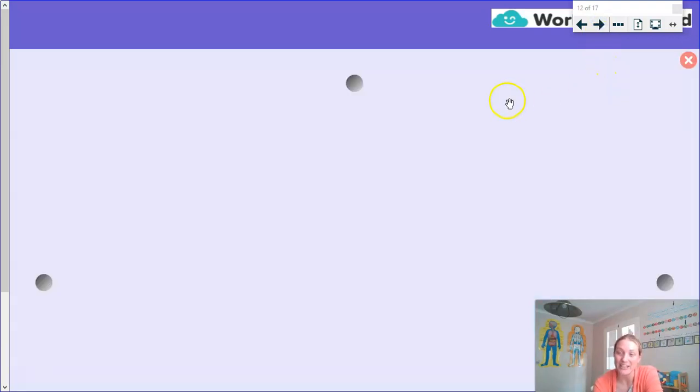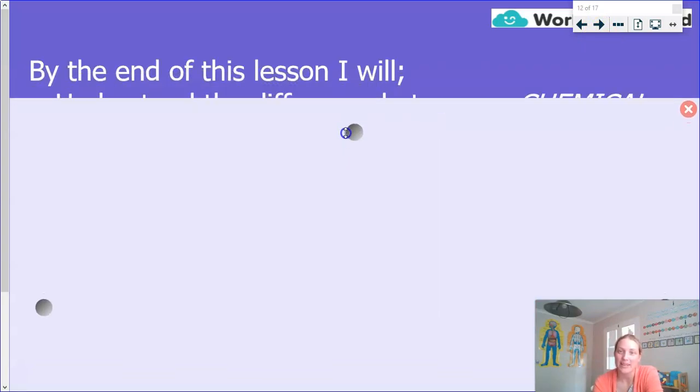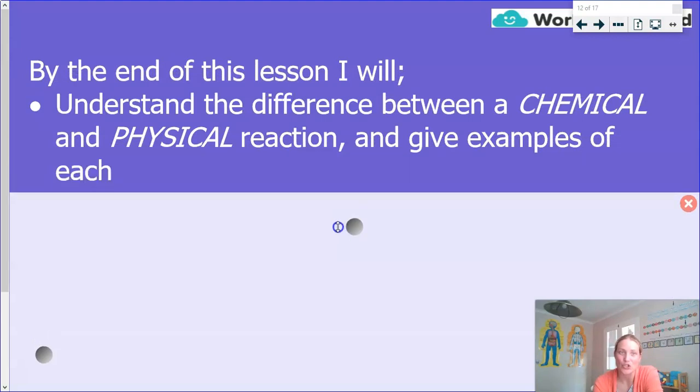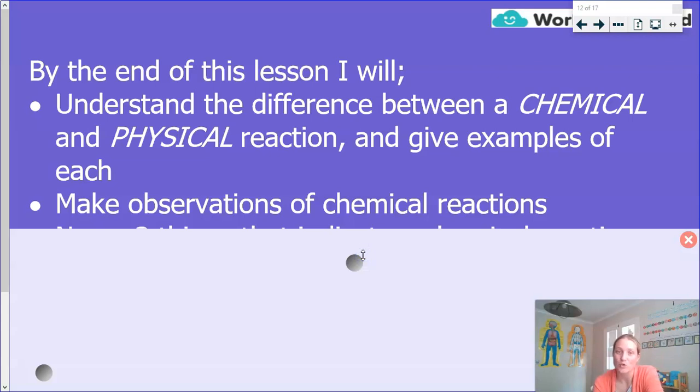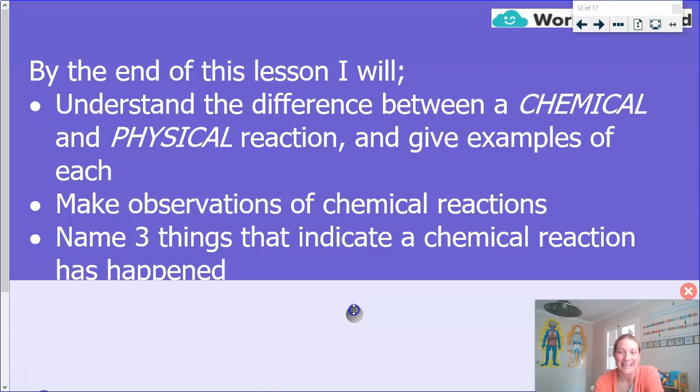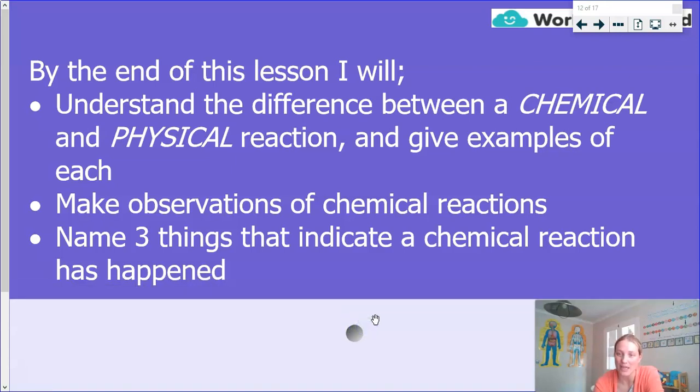So let's have a little look at our learning objectives today. By the end of this lesson, you should understand the difference between a chemical and a physical reaction and be able to give me examples of each. You should be able to make observations of a chemical reaction and name 3 things that indicate a chemical reaction has occurred.